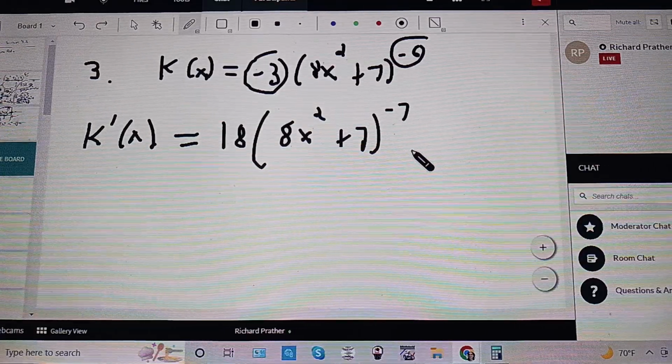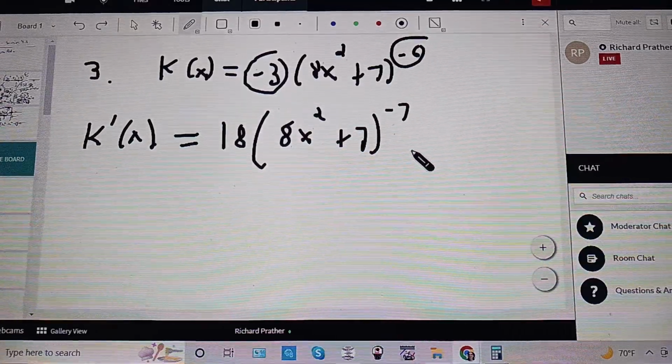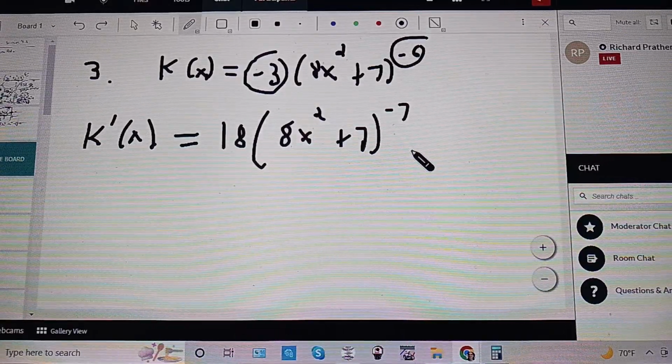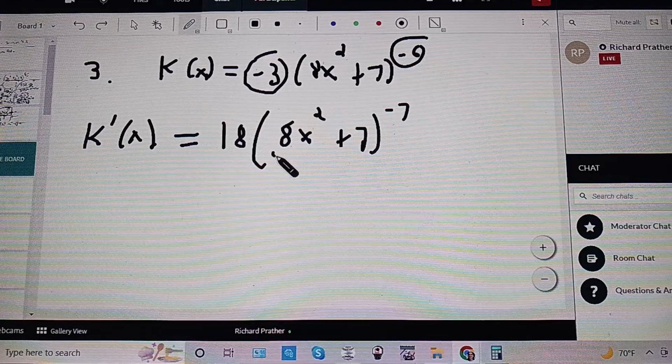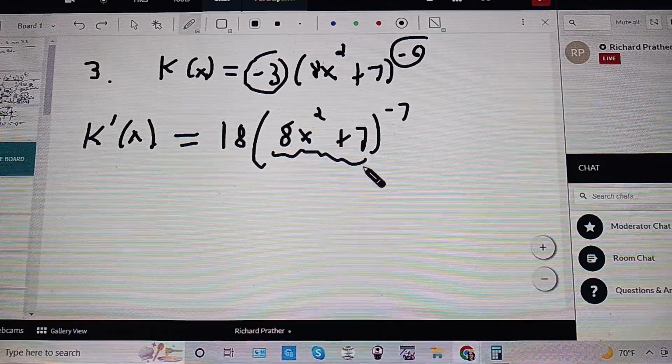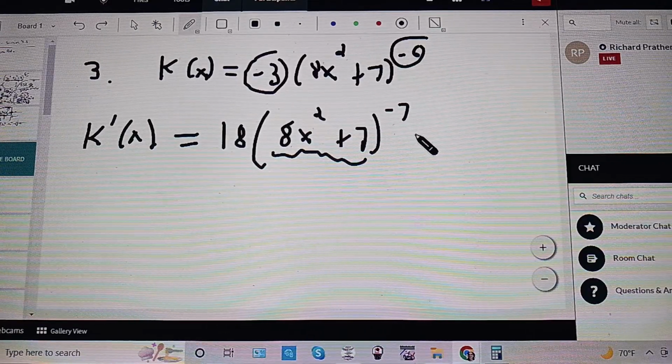But the base wasn't just x. If the base had just been x, if I just had negative 3x to the negative 6, then I would be done at that point, because the derivative of x is 1. But the derivative of this is not 1. So that's the best way to tell, is you always keep the base the same. And then just ask yourself, what's the derivative of that base? If you say 1, then there's nothing to chain on. But if the derivative of that base is different than 1, then you got to chain on that derivative answer.